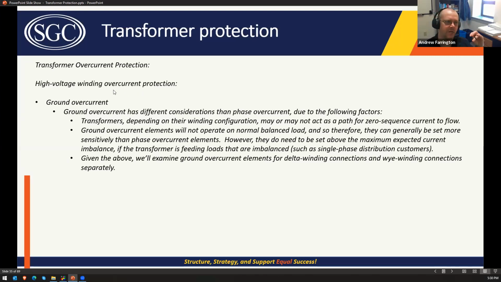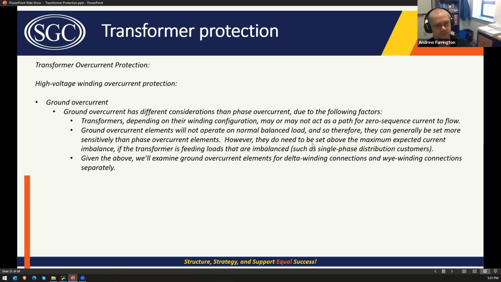Then we have high side ground overcurrent protection. Ground overcurrent protection has different considerations than phase overcurrent due to the following factors. The transformers, depending on their winding configuration, may or may not act as a path for zero sequence fault current to flow. We went over this ad nauseam during the last class. So that's one consideration. The ground overcurrent elements will not operate on normal balanced load.